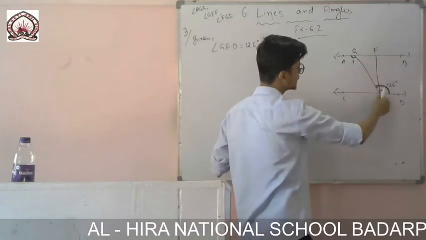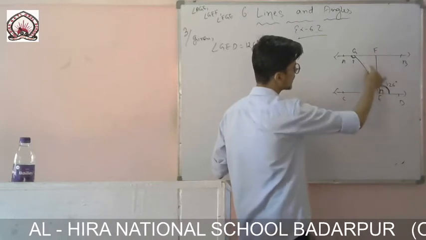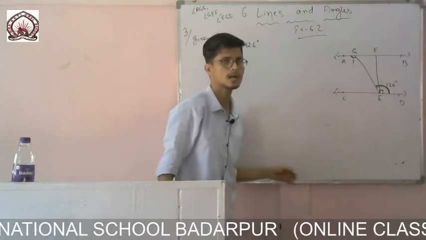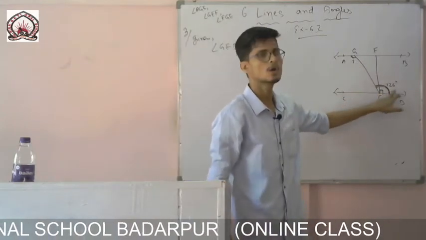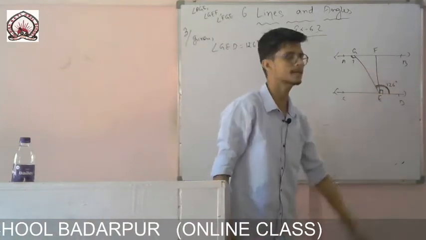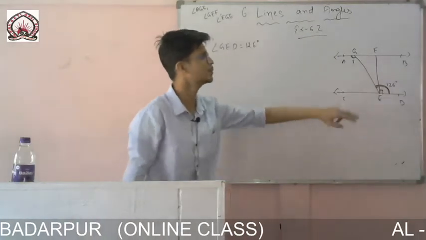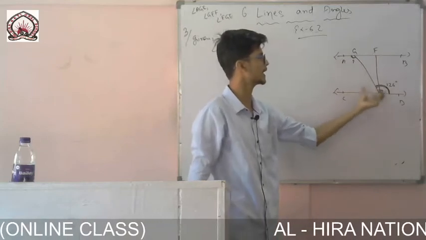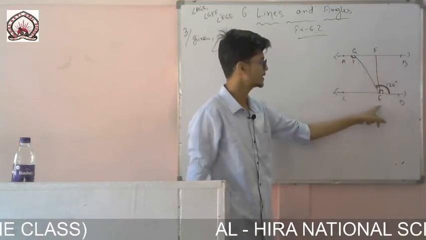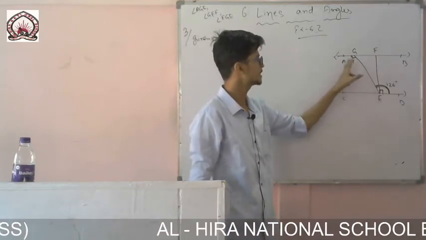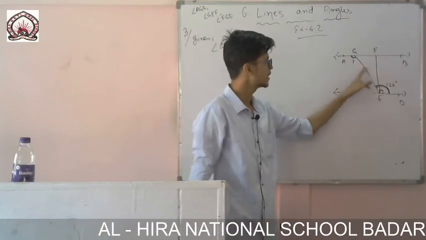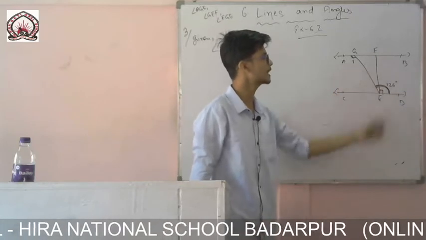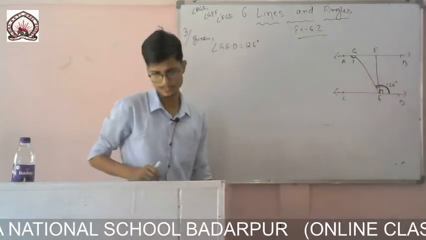If I take GE as a transversal, then this angle and this angle are alternate angles, and if they are alternate, that means they are equal. That means the value will also be the same. Again, if I take AB and CD as parallel lines and GE as the transversal, then the angle AGE will be alternate to angle GED. That means the value of this angle will also be 126 degrees.